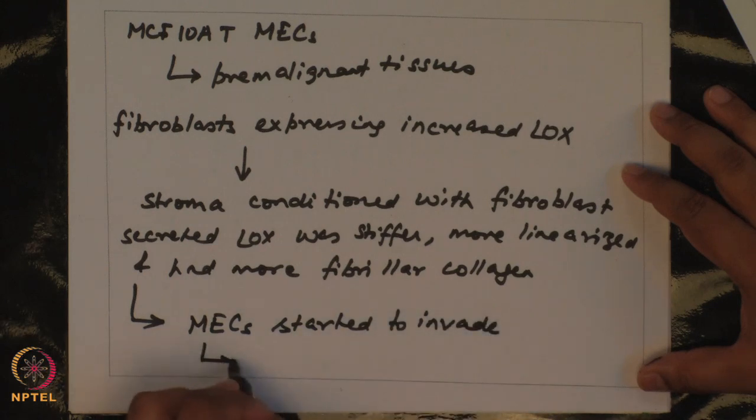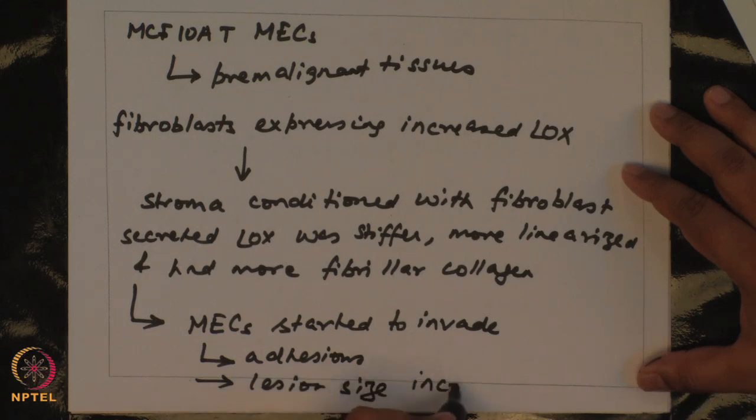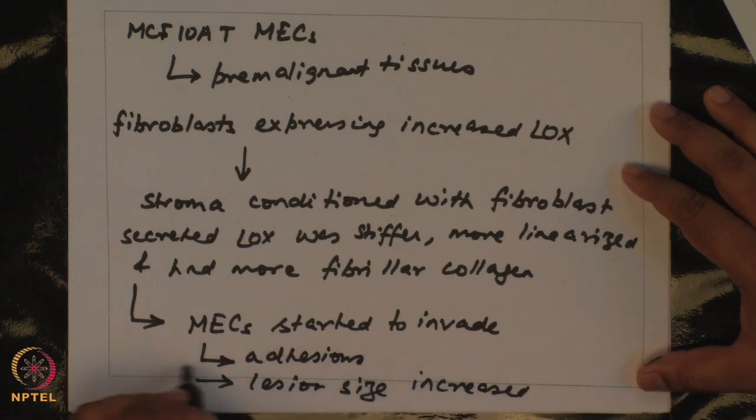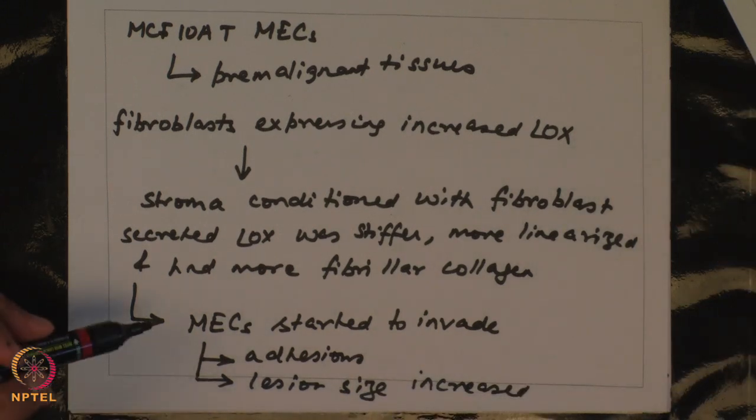And this invasion was associated with increased adhesions, and overall the lesion size was also increasing. So, this once again demonstrates that if you make the matrix stiffer, then these mammary organoids start to invade.